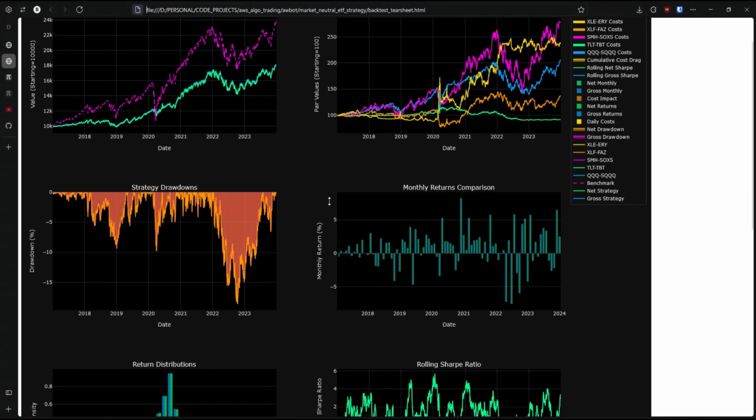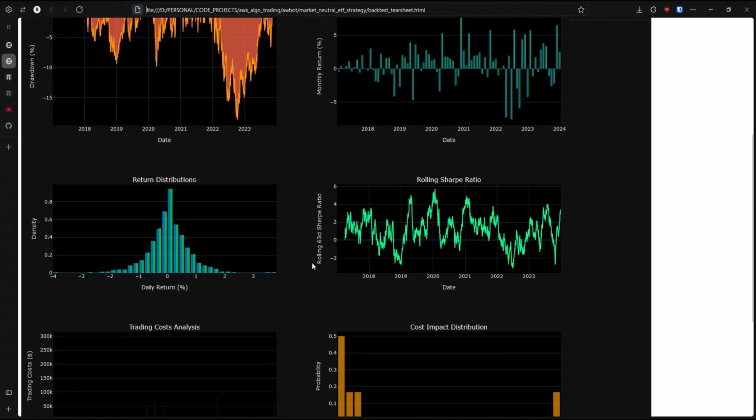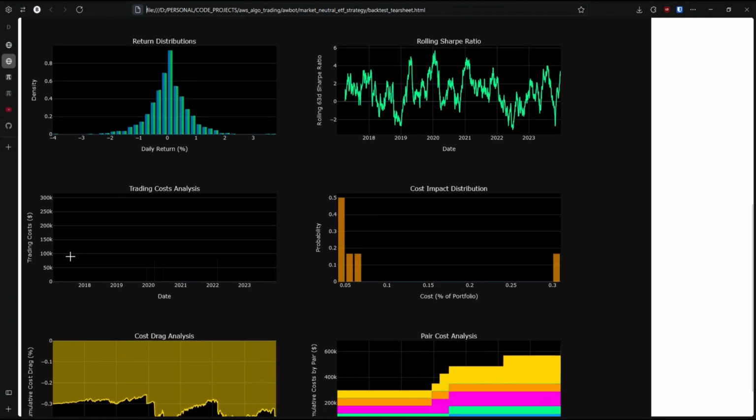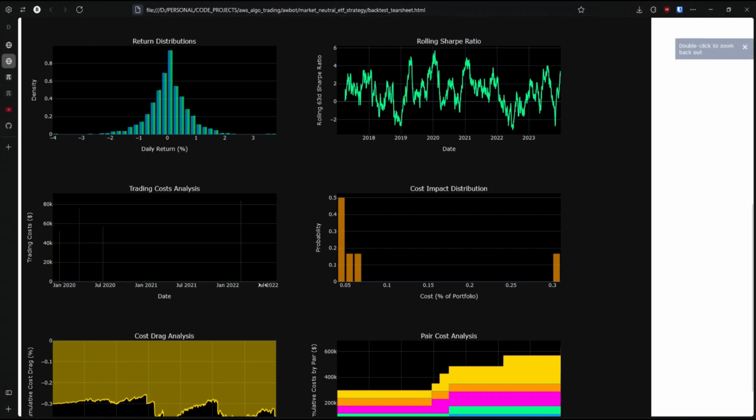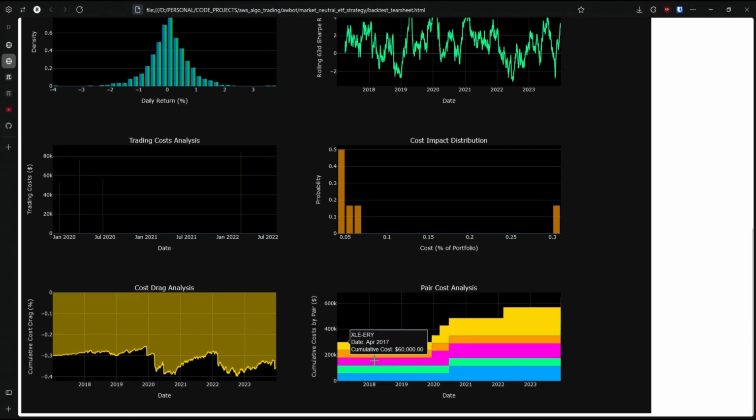And so we can just look at the returns, rolling Sharpe ratio, trading costs based on when it happened. So in this back test, we use slippage as well as commissions, but that can be modified. And again, the code is in the GitHub. I don't know why this is so hard to see. The opacity might not be dark enough. And then we have our cost, cumulative cost, and the amount of cost drag in the portfolio.